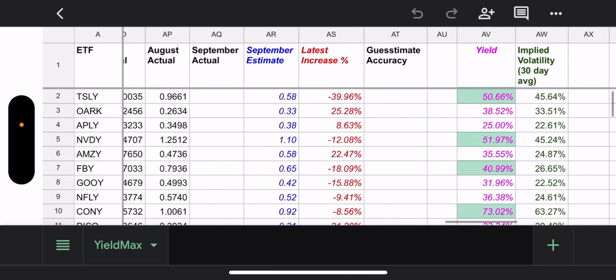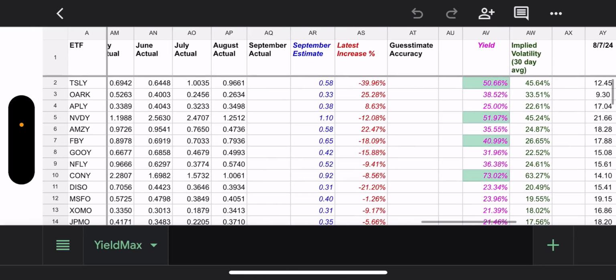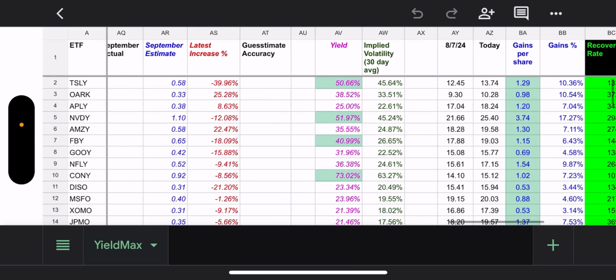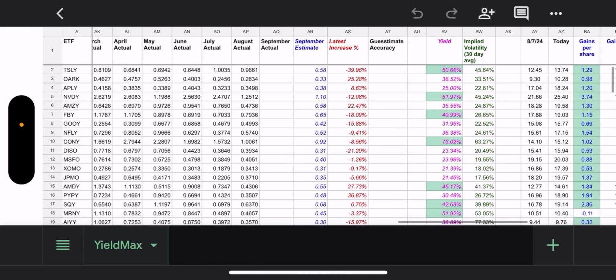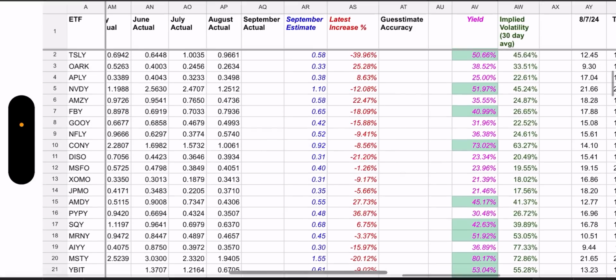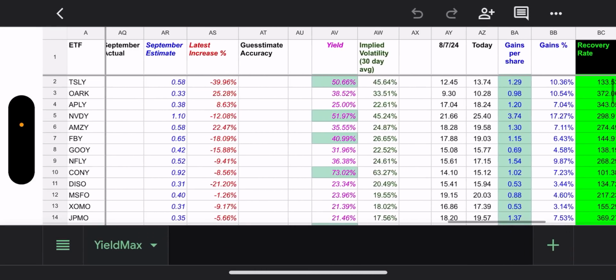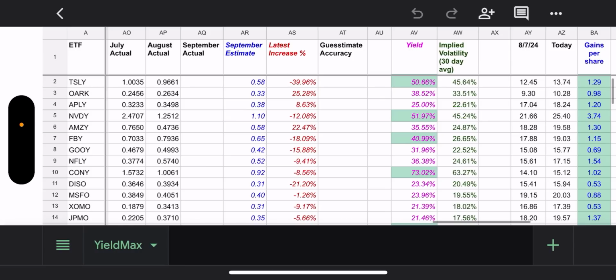So I'm going to pull up a couple things on here. Let's try to get a lot in the screen. We don't need the recovery rate, but we want the gains per share because that would help. Gains per share. There you go. Perfect. All right. So let's start with TSLY.